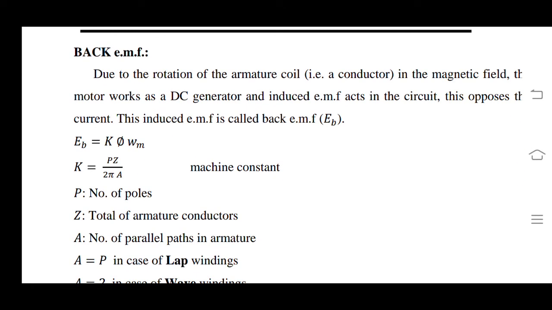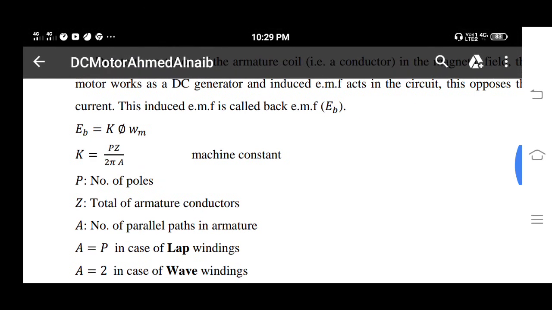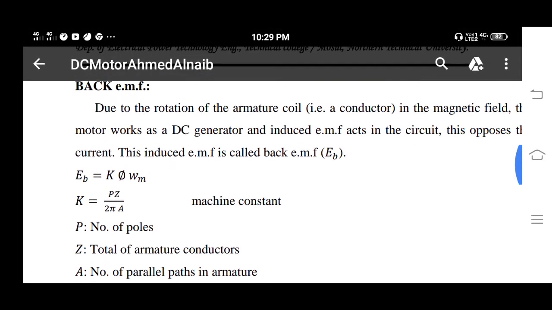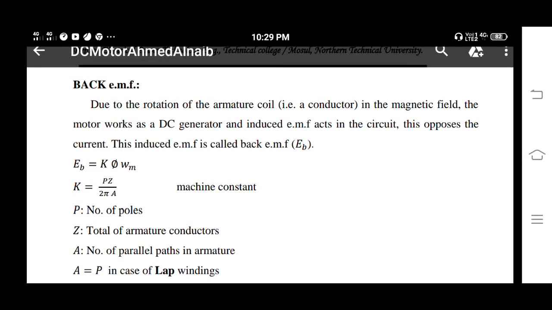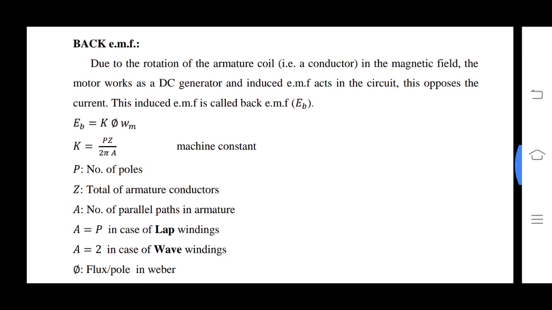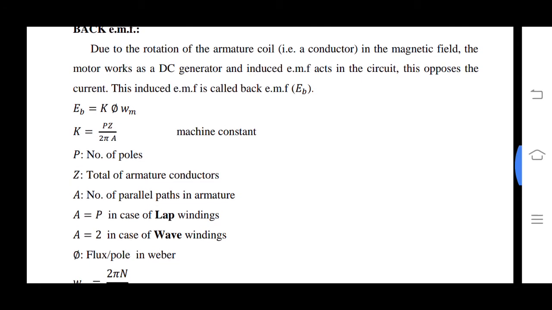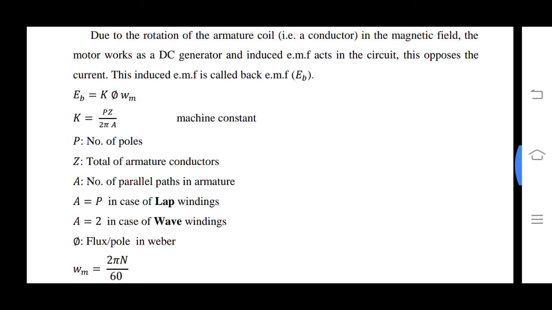Back EMF. Due to rotation of the armature coil, that is the conductor in the magnetic field, a motor works as a DC generator and the induced EMF acts as a source in the circuit. This opposes the current. This induced EMF is called the back EMF, E_b.